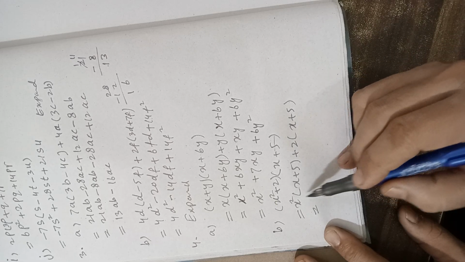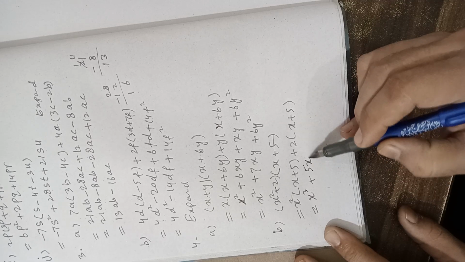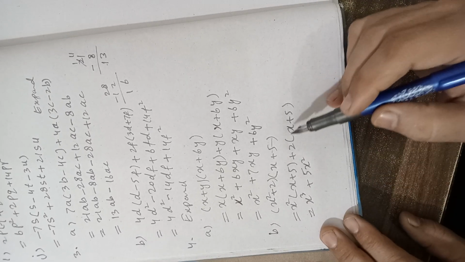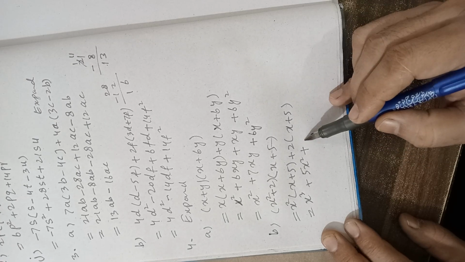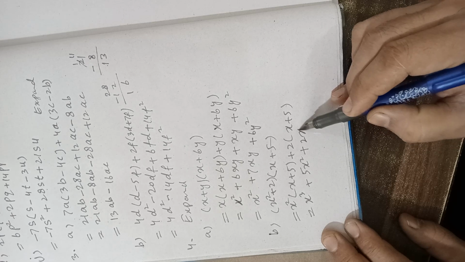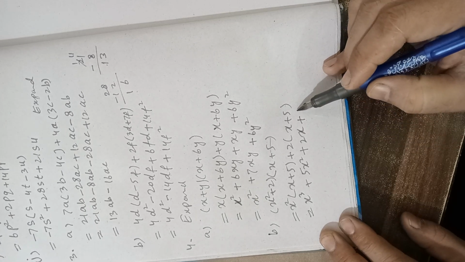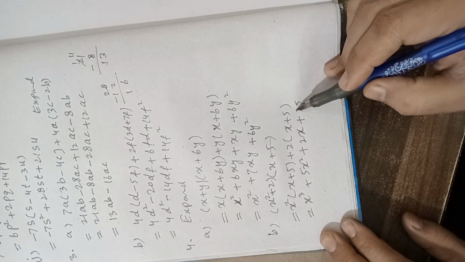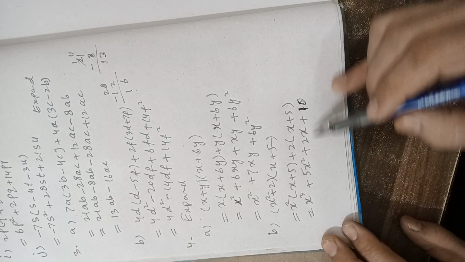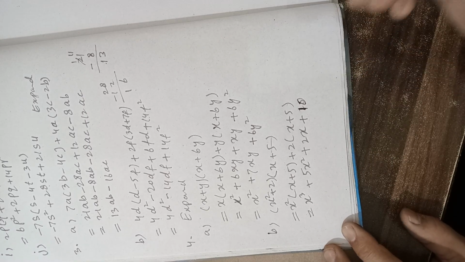x square multiplied by x is equal to x cube, plus 5x square when x square is multiplied by 5. Then 2 multiplied by x will become 2x, and when 2 is multiplied by 5, sorry, it will become 10. There are no like terms, so this is the answer.